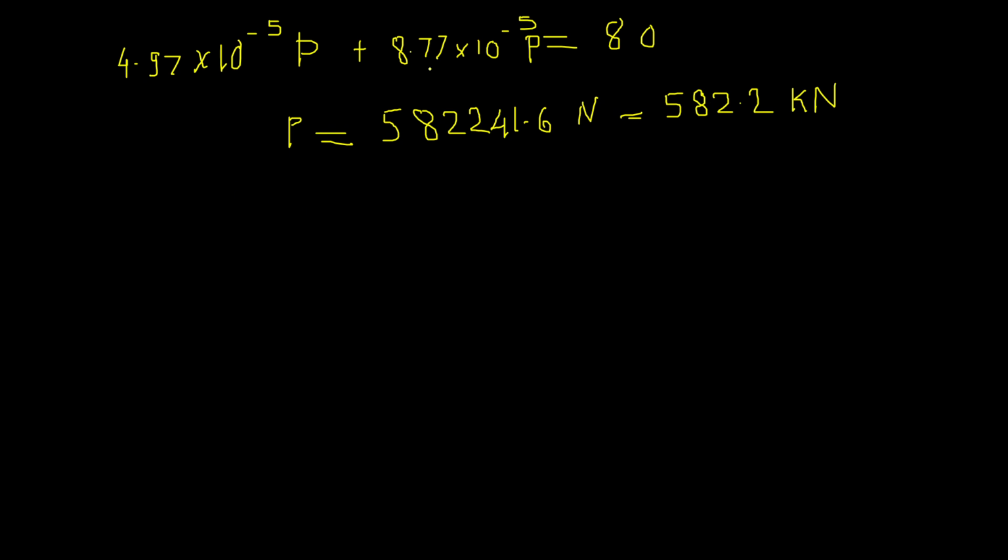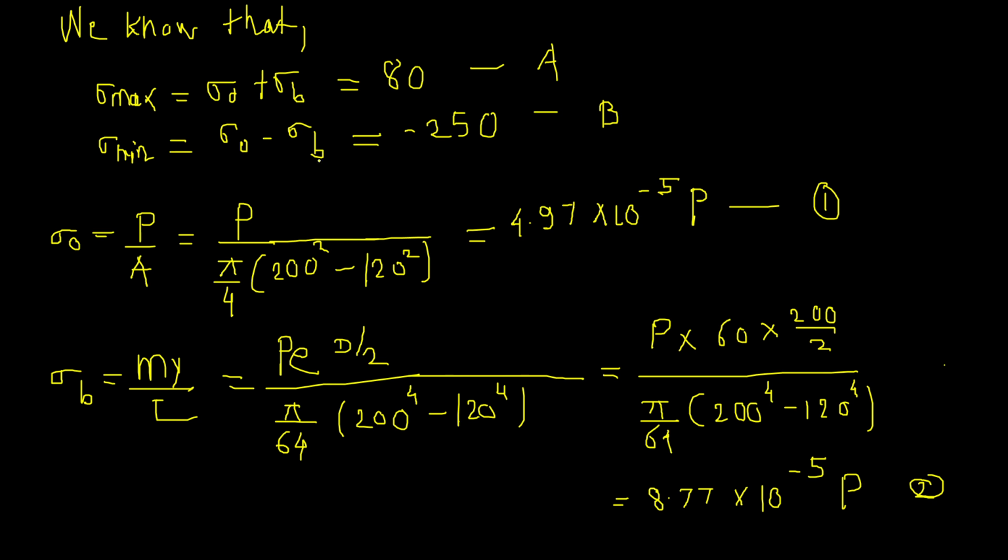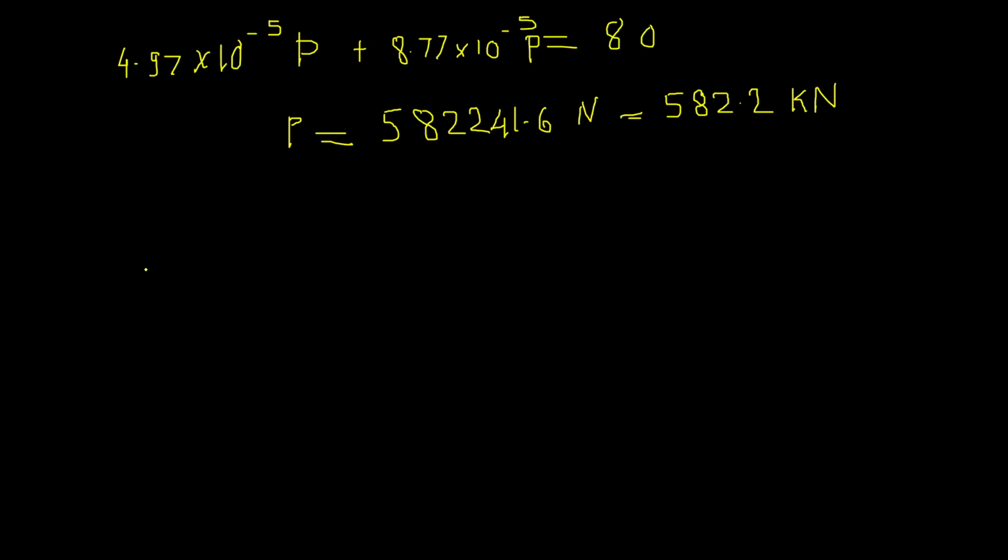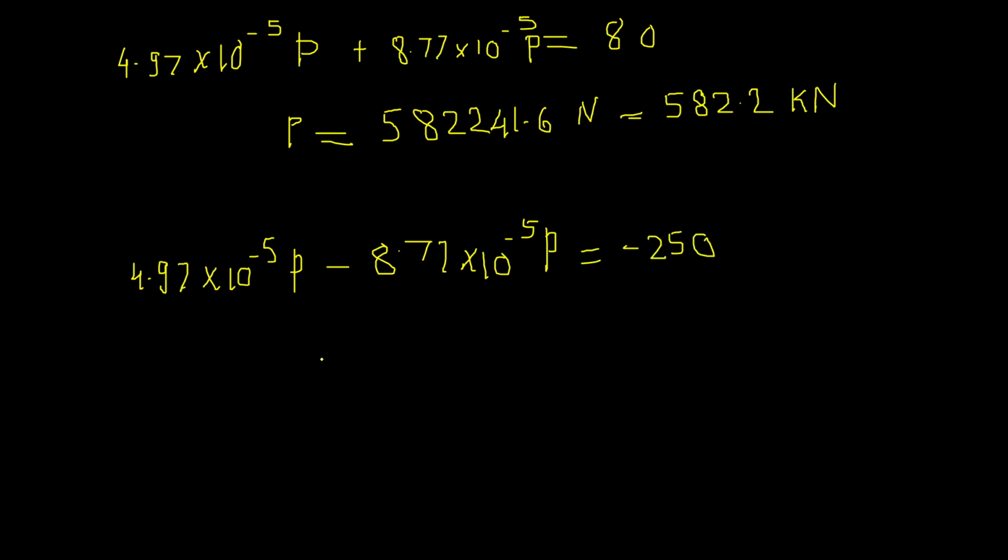पहिल्या कंडिशन मध्ये टाकला ना आपण सिग्मा नॉट प्लस सिग्मा बी. नाउ सेकंड कंडिशन इज सिग्मा नॉट मायनस सिग्मा बी, दॅट इज 4.97 into 10 to the power minus 5 p minus 8.77 into 10 to the power minus 5 p is equal to minus 250. So from this you will get the another value of p. That is minus 250 divided by 4.97 into 10 to the power minus 5 minus 8.77 into 10 to the power minus 5.